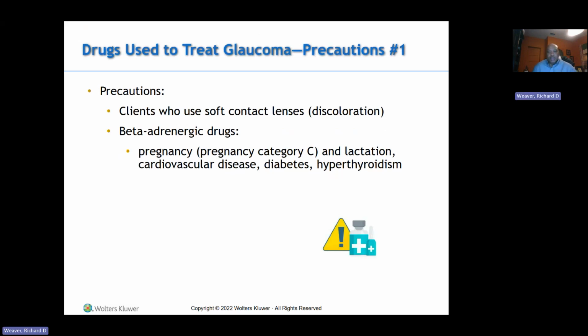Now, just to give you an idea, these drugs are used with caution in individuals with cardiovascular disease, diabetes, and hyperthyroidism. And I did list some of the reasons why. So take a look at it. Let me read the first one to you, though. As far as cardiovascular disease, beta blockers, as we know, slow the heart rate and they reduce the cardiac output because you're lowering the heart rate.